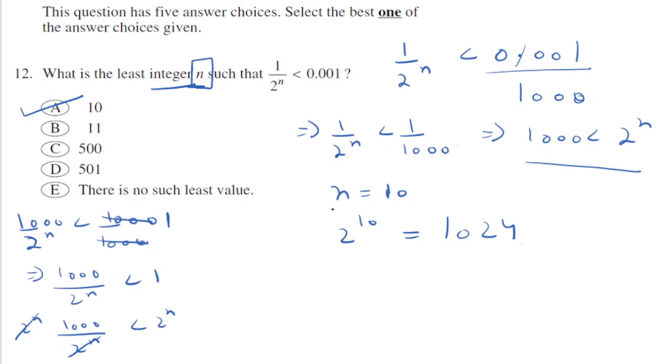That is, if I put n equal to 10 and solve 2 raised to the power n, I am getting a value of 1024 that is greater than 1000. Hence option A is correct.